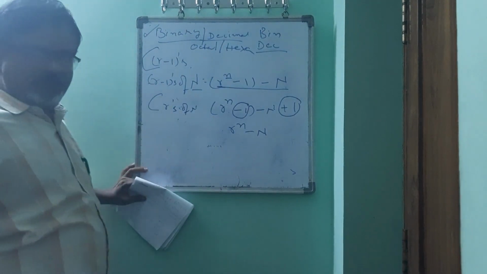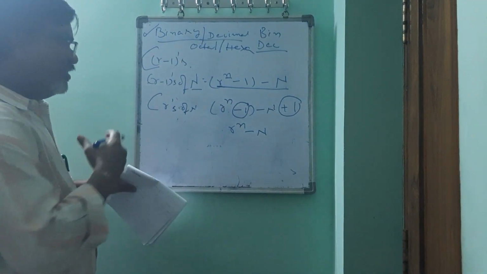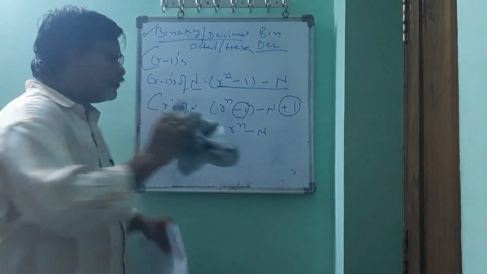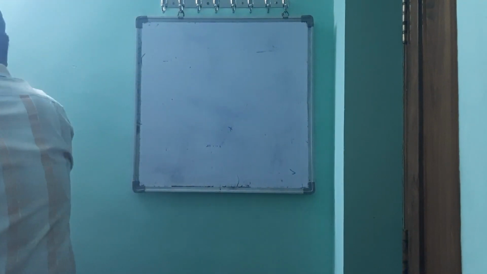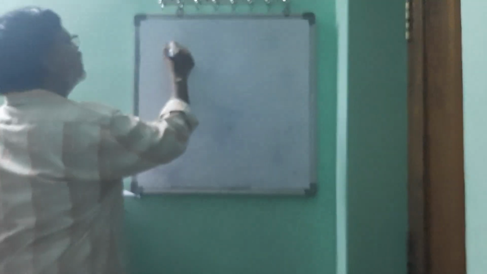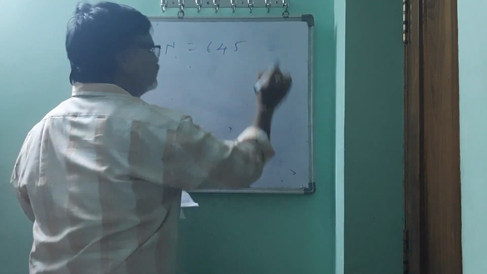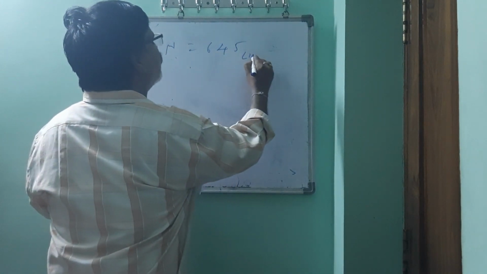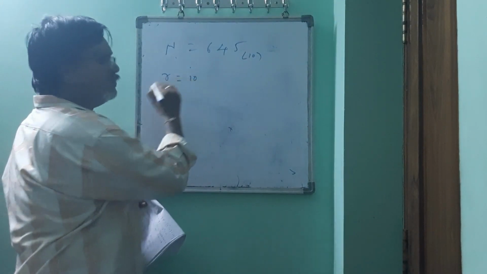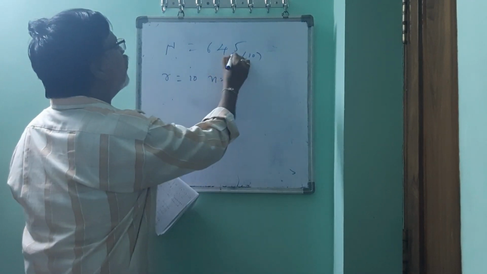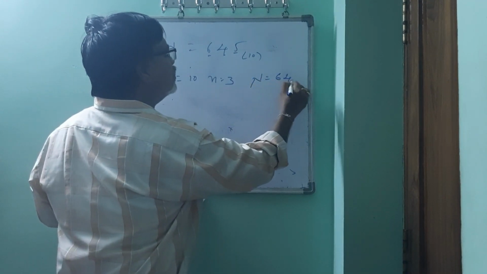So we will take some examples and try to find the r minus 1's and r's complements, which will be very easy for you to understand. Here let us take one number N equal to 6, 4, 5 base 10. Here r is equal to 10, small n is equal to 3, and capital N, the original number, is equal to 6, 4, 5.